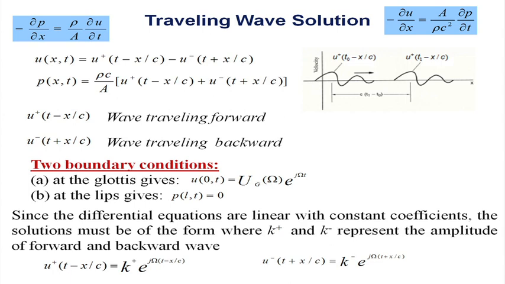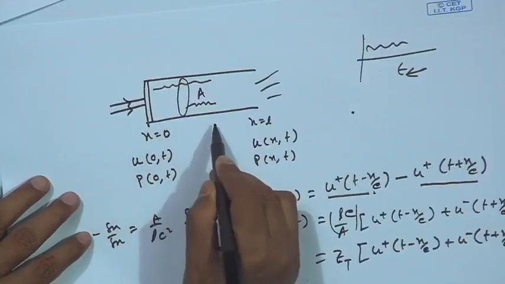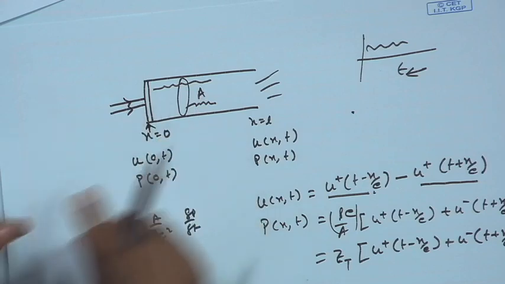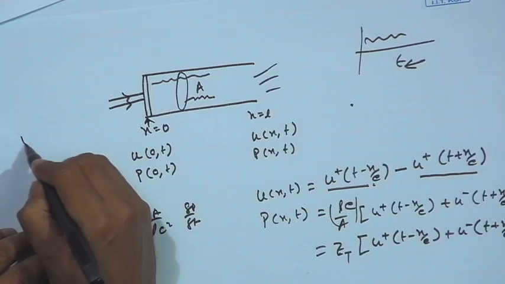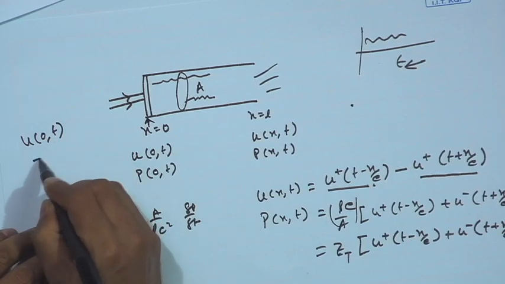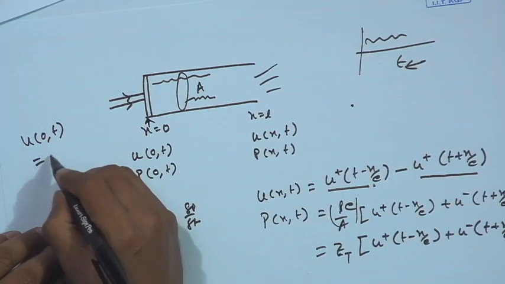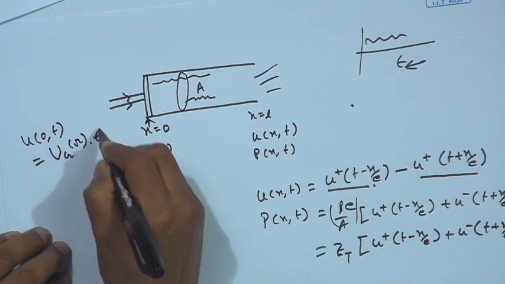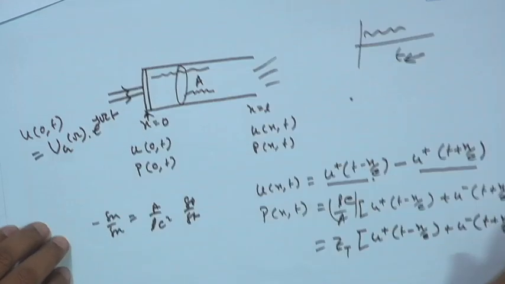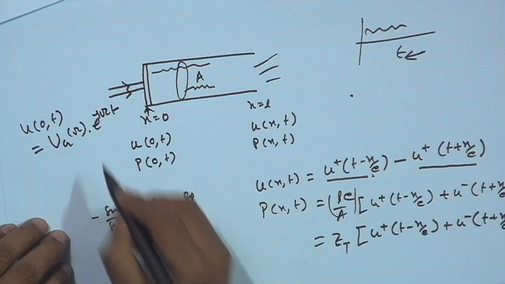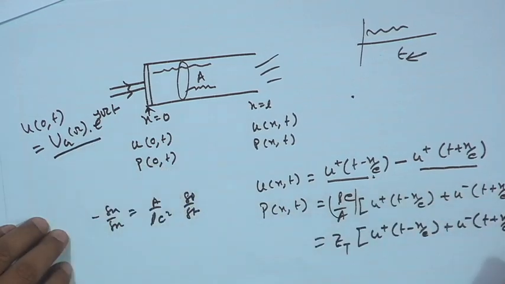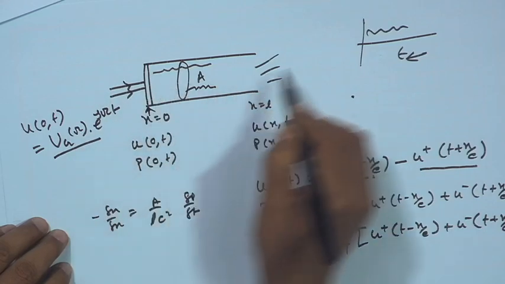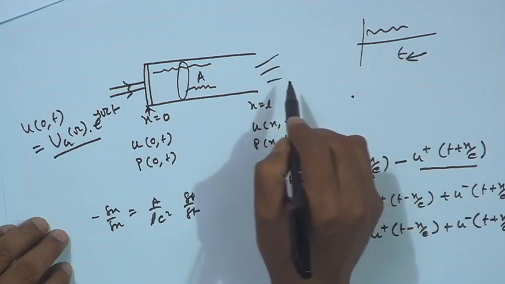Now, there are two boundary conditions in the tube. What is the boundary condition? At the glottis, the point where the vocal cords are vibrating, u(0,t) is the glottal excitation, U_g(omega) times e to the power j omega t, where omega is the continuous frequency, so all frequencies. I can say I excite the tube with a unit impulse, or every frequency, and I want to find the response at every frequency at the output.